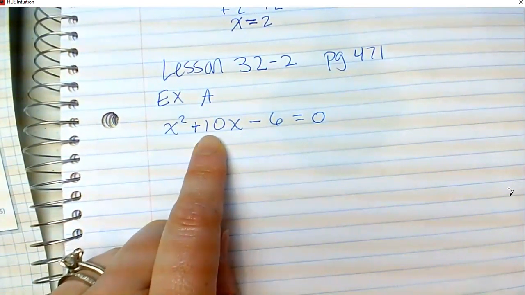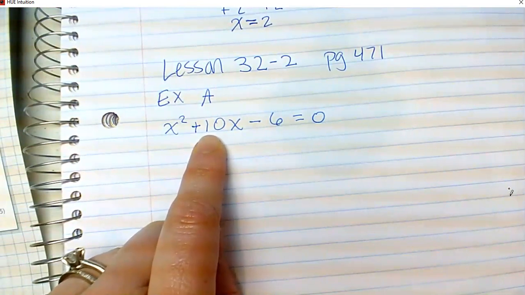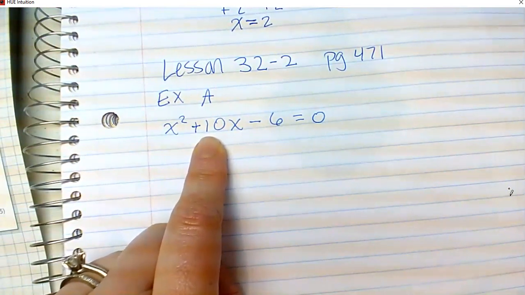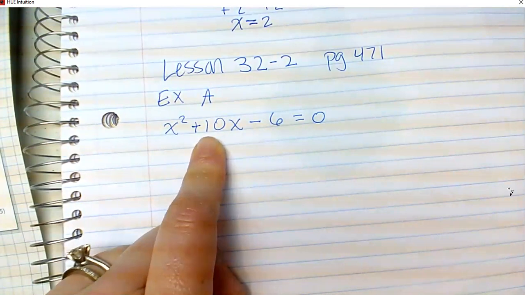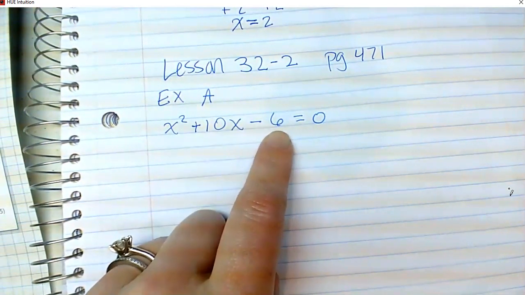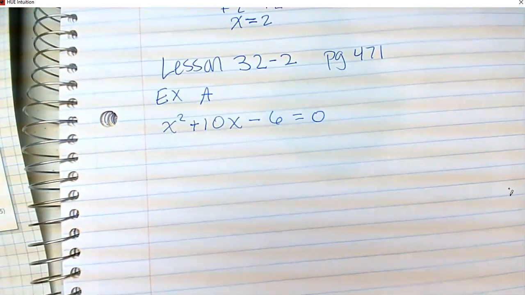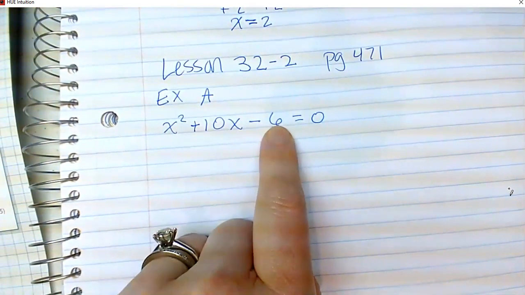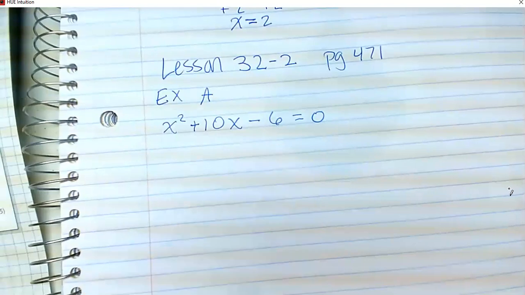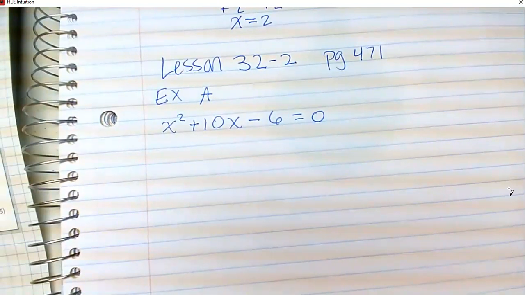In fact, if I took 10 and divided it by 2, 10 divided by 2 is 5, and then squared that term, I would get 25. Well, my C term right here is not 25. So factors of -6 that add up to 10, that's not going to be a perfect square trinomial, okay? So what we're actually going to do is force this quadratic to be a perfect square trinomial, all right?